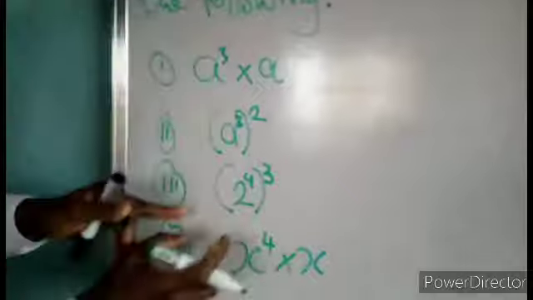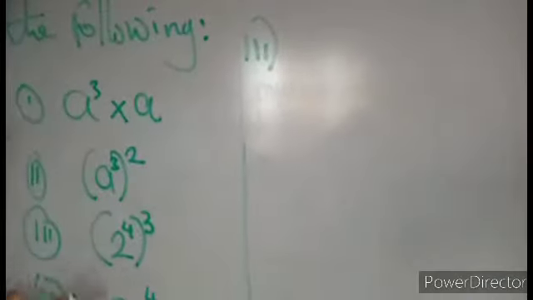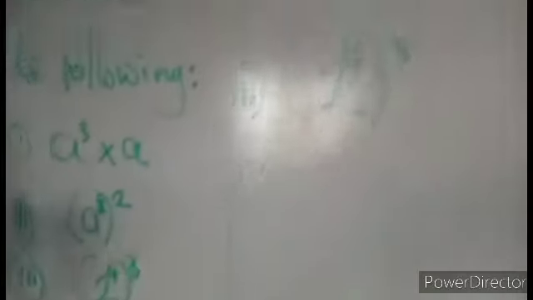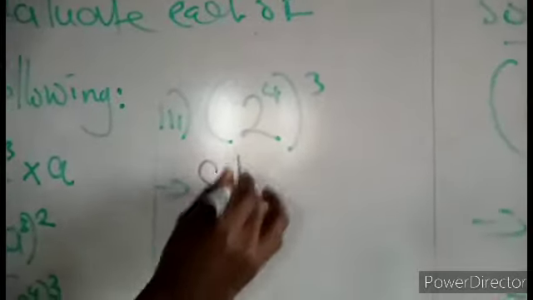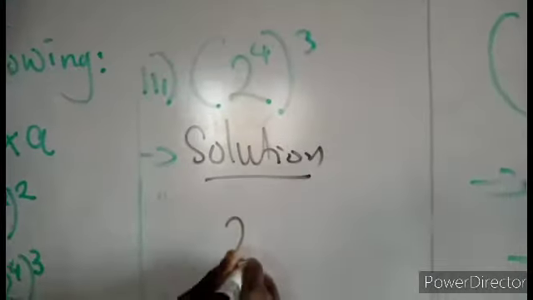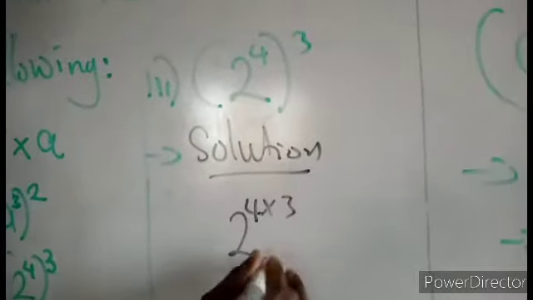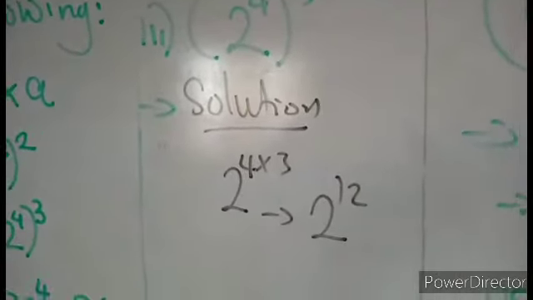Now for the third one. The third one, we have in brackets 2 raised to the power of 4, then we have 3. We can solve it this way as well from the law of indices by shortening it, by writing the solution. Now this is 2 raised to the power of 4 times, what is the power outside? We have 3. So my answer is going to be 2 raised to the power of 12. I can solve it that way.